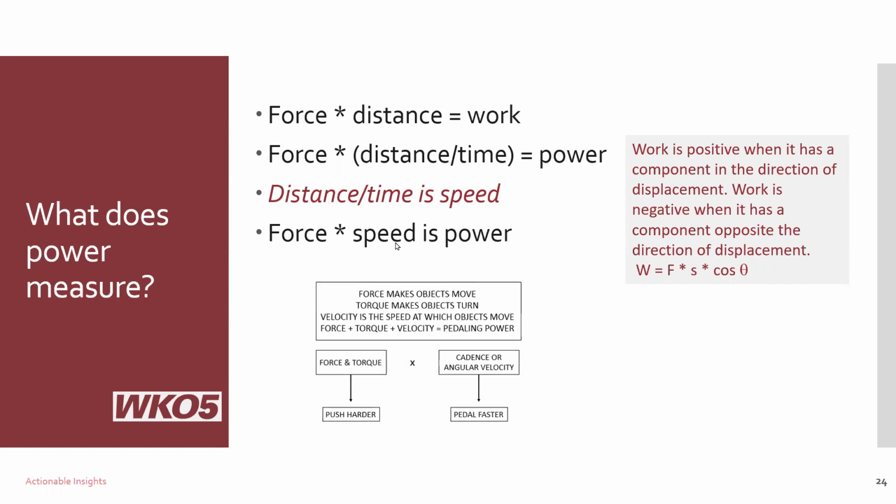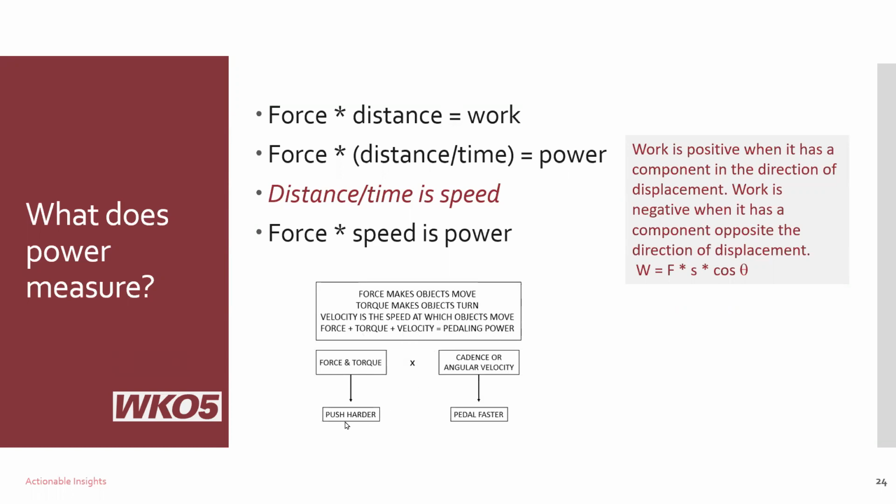Now, when we particularly talk about that as application to pedaling stroke, most of this is very well known. Force makes an object move. Torque makes an object turn. So when you're pedaling, you're applying torque, not force, right? It translates to force through gears and chains and tires and things like that. Velocity is the speed at which an object moves. So force plus torque plus velocity, pedaling power.